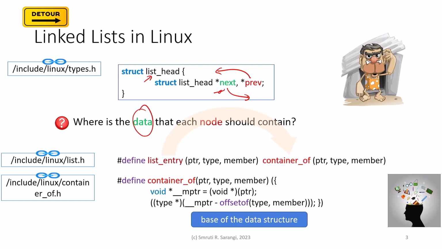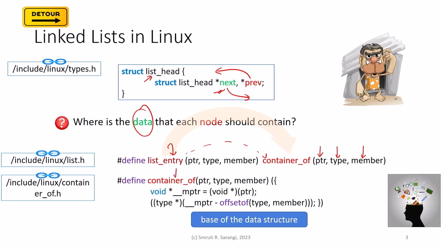The first macro is the list entry macro, which we will use in the next slide, but let us look at its arguments. A pointer, a type, and a member. All right. So the list entry macro is basically wrapping the container of macro, which is taking exactly the same three arguments: pointer, type, and member. We don't know what it does, but we know it's taking three arguments. And list entry is the same as container of. So let us go and take a look at container of.